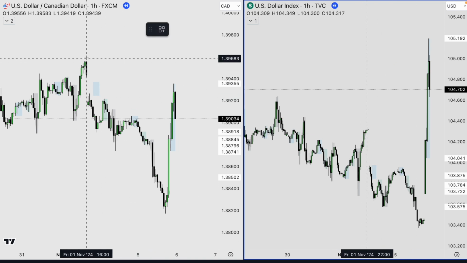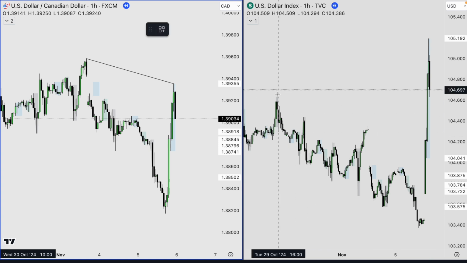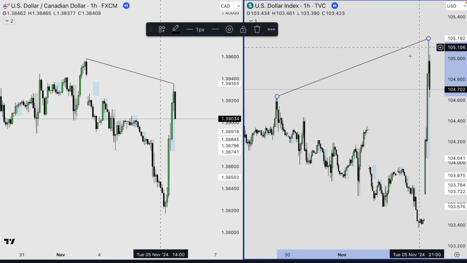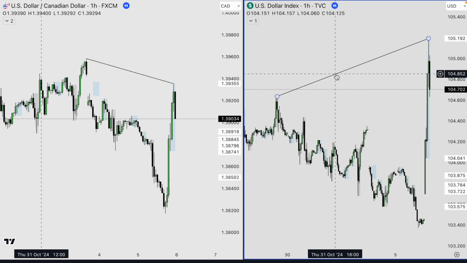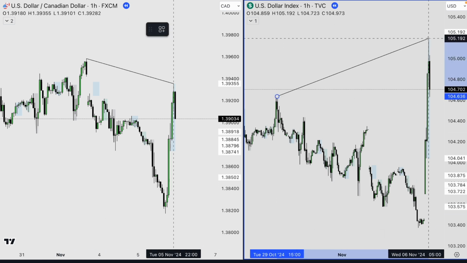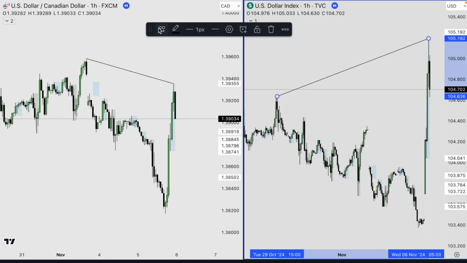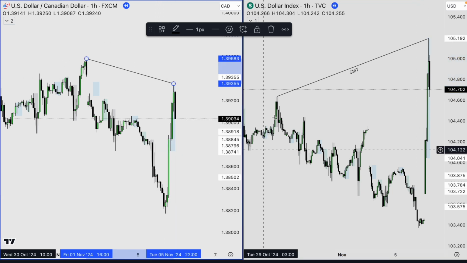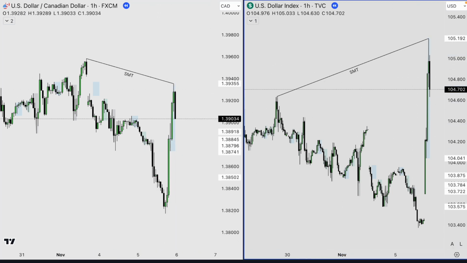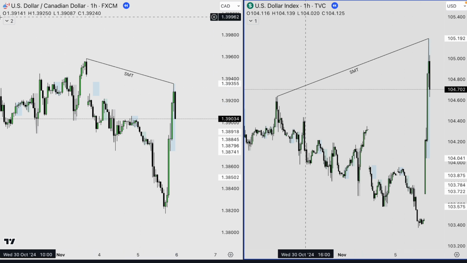Here you can see that dollar CAD made a lower high when dollar index made a higher high. What does that mean? It means we have a crack in correlation. So here we have SMT divergence. After I saw this SMT divergence, I said to myself, which one will be the weaker pair? The weaker pair will be dollar CAD.